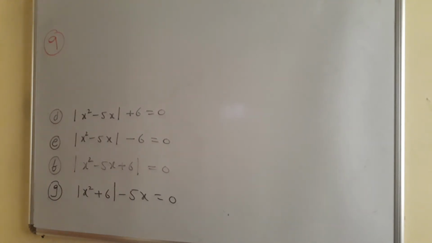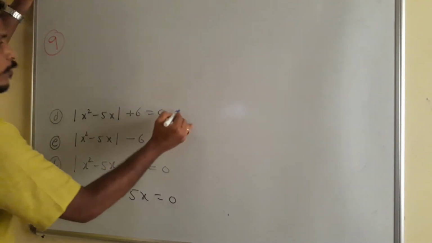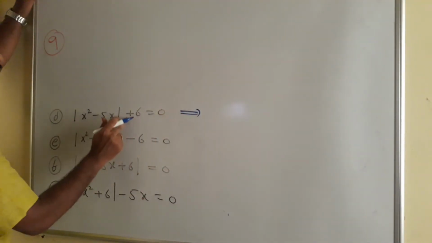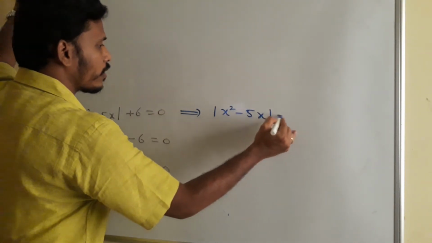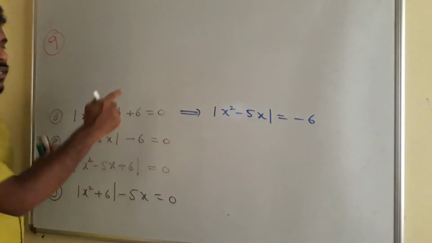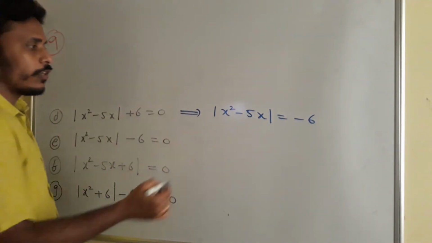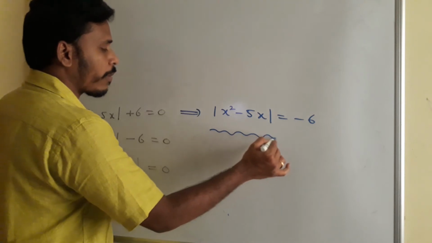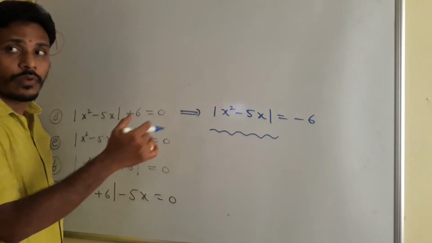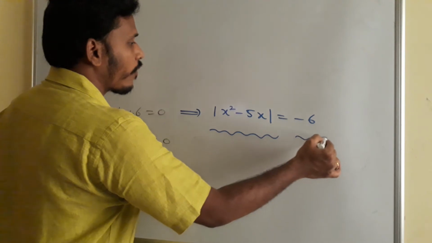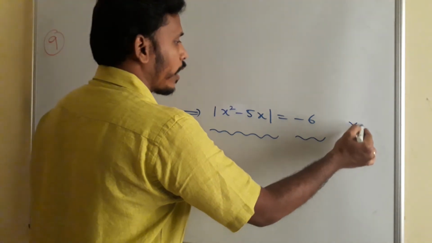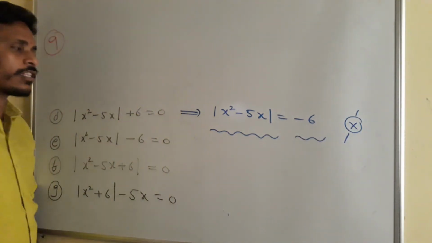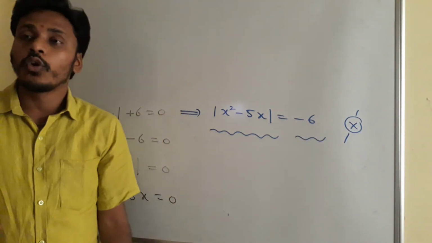As it is given, modulus of x square minus 5x plus 6 is equal to 0 for part d. If you analyze this, you send this 6 to that side, and you get modulus of x square minus 5x is equal to minus 6. Now just have a look. This modulus of x square minus 5x means modulus is there, so it is always a positive quantity, and this side you have a negative quantity. And positive equal to negative is not possible, and that's why this modulus of x square minus 5x plus 6 is equal to 0 has no solution.